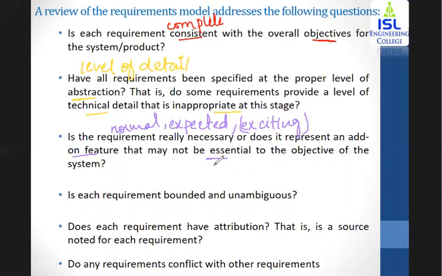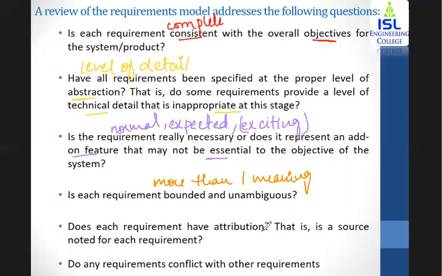The next is, is each requirement bounded and unambiguous? What are unambiguous requirements? It means that a requirement does not have more than one meaning. And bounded means it is complete and it is fair. That is, each requirement is fair and does not have more than one meaning. That is, it is unambiguous.